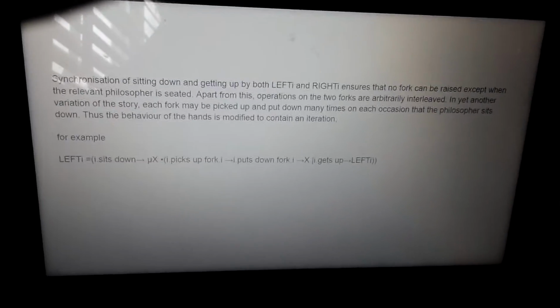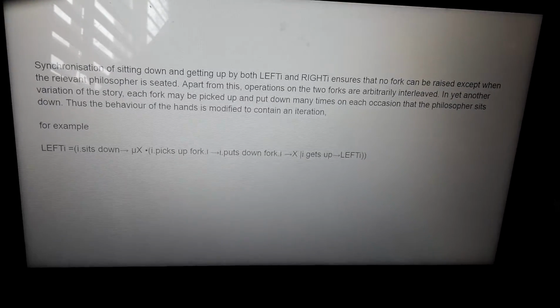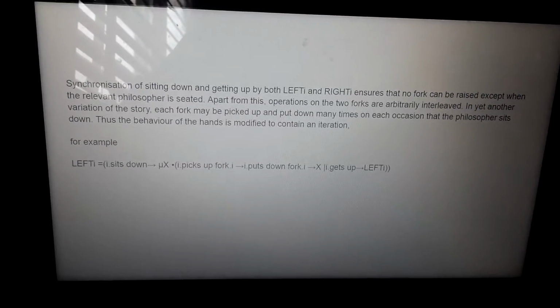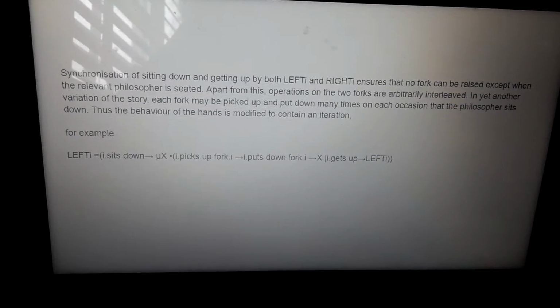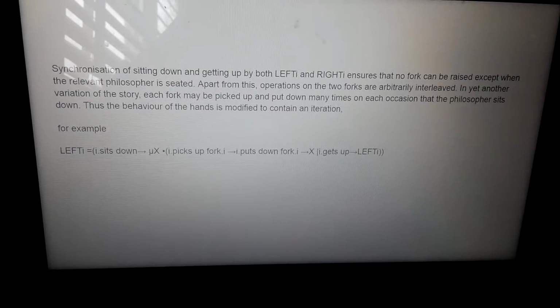Synchronization of sitting down and getting up by both left and right ensures that no fork can be raised except when the relevant philosopher is seated. Apart from this, operations on the two forks are arbitrarily interleaved.